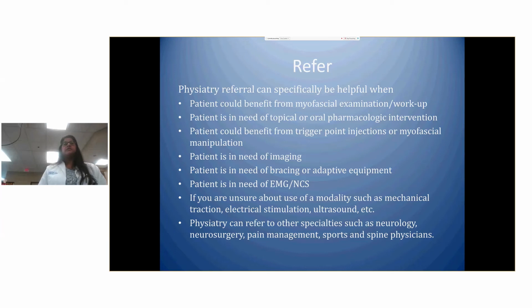you have a patient in front of you, you're not sure, can I use traction? Can I do electrical stimulation? Should I be thinking about ultrasound, heat, ice, whatever you're thinking about? That might be another reason to send to a physiatrist. And then physiatry can be your bridge to other specialties such as neurology, neurosurgery, pain management, sports and spine physicians, and of course the primary care doctors as well.